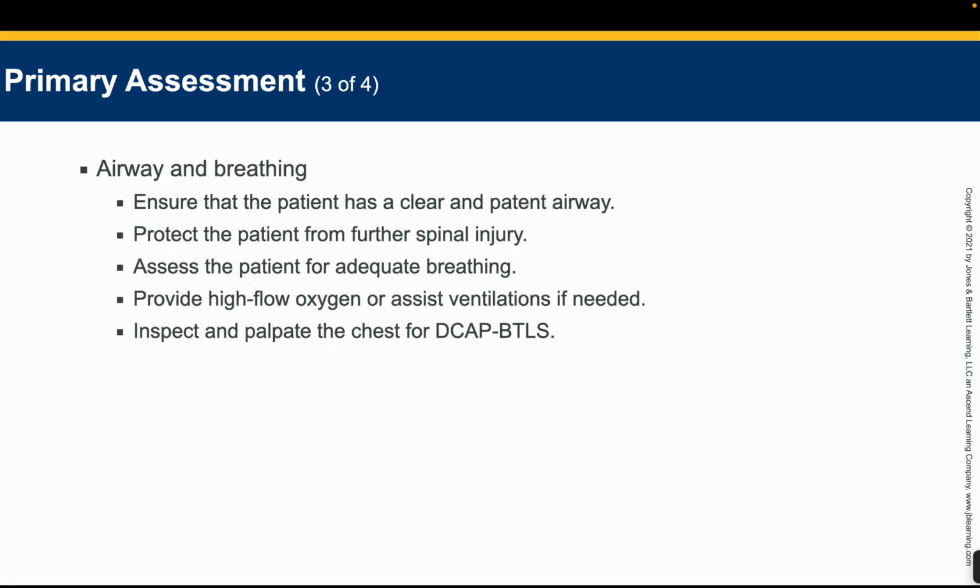Moving into airway and breathing, this is where you make sure your patient can actually oxygenate and ventilate effectively. First, confirm that the airway is open and clear. At the same time, you want to be mindful of spinal precautions, especially in trauma patients. So protect the spine as you're managing the airway. Then assess for adequate breathing. Are they breathing enough? Is it effective? If not, you need to step in and manage it with oxygen or assisted ventilations.